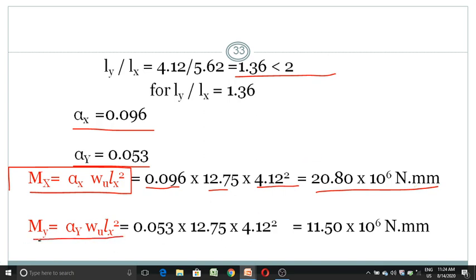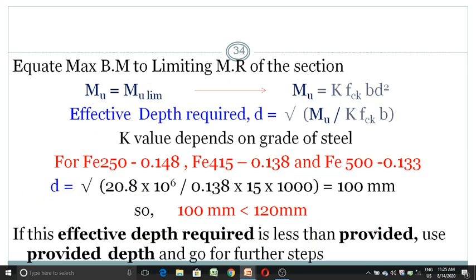Along the y direction we calculate My, the maximum bending moment along the y direction. These are the bending moment values we are calculating in the mid-span region, the middle strip region of two-way slabs. My is alpha y w into Lx square. Alpha y is 0.053; after multiplying we'll get 11.50 into 10 to the power 6 Newton into mm. After that, we have to calculate the minimum effective depth required.